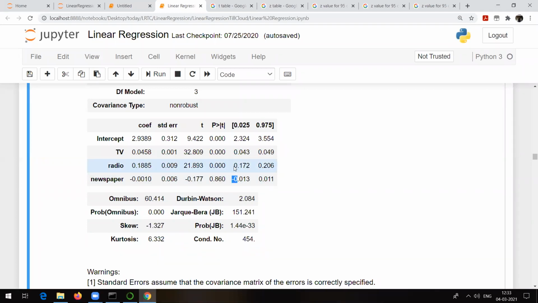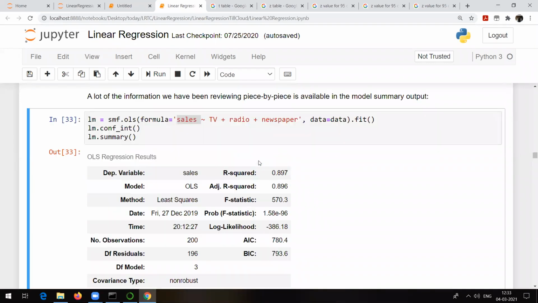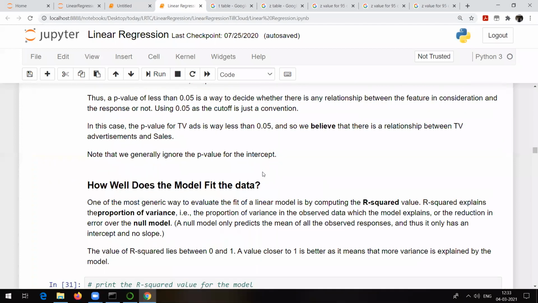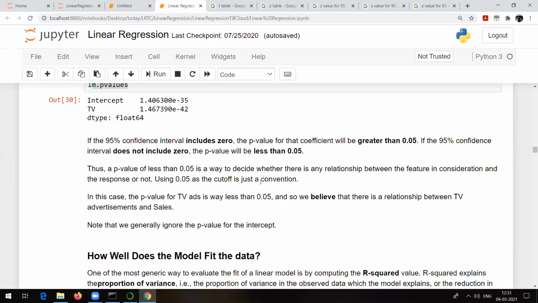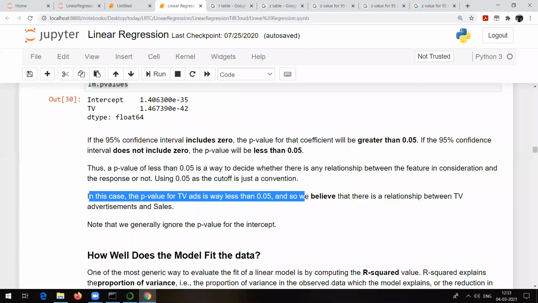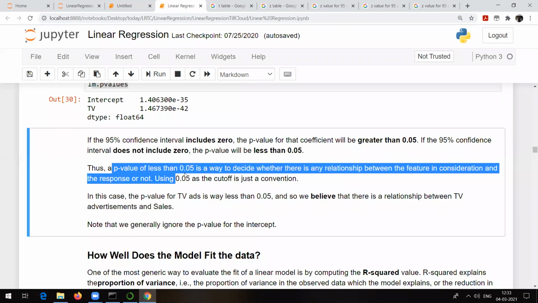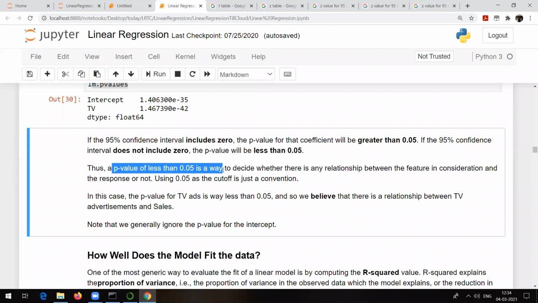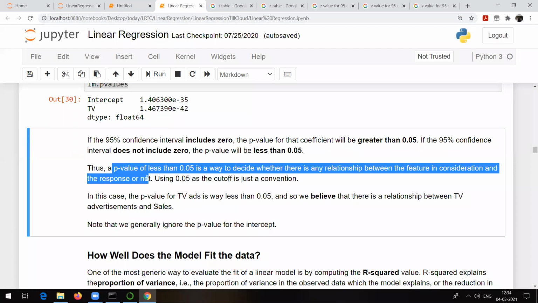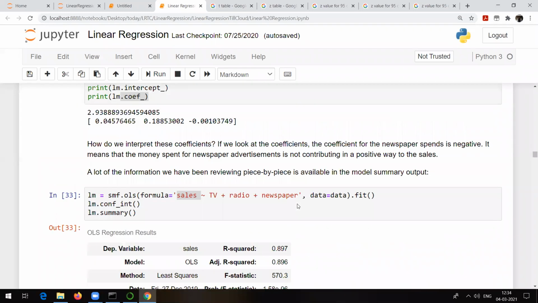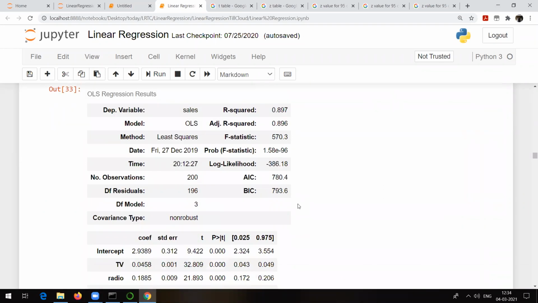Now what are we getting here? We are getting p value for TV as 0.043, which is way less than 0.05. That means there is a relationship between TV and sales. You can go and refer to this particular sentence about the p values which we have read earlier. P value less than 0.05 is a way to decide whether there is a relationship between input feature and the output. But if you are getting a negative value, that means it is actually affecting but in a negative way.